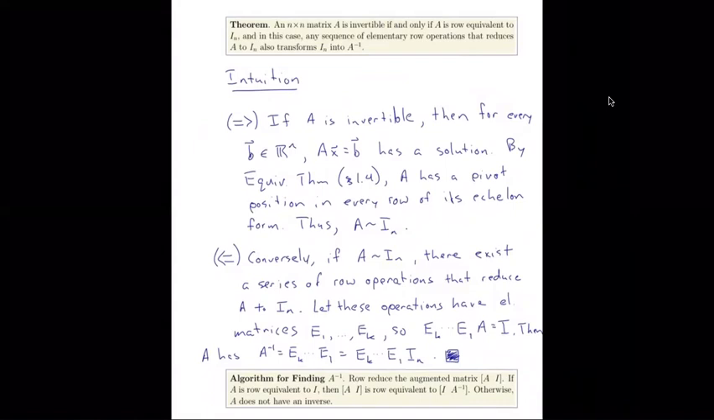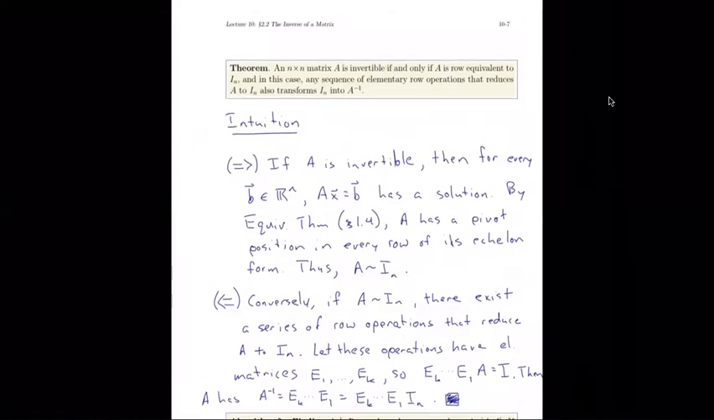So first, let's prove the first direction of the theorem, or at least look at the intuition for it. We assume that A is invertible, and we need to get the result that A is row equivalent to the identity matrix. So if A is invertible, then for every vector B in Rn, AX equals B has a solution. We've seen that from a previous theorem. So by the equivalence theorem in section 1.4, A has a pivot position in every row of its echelon form.